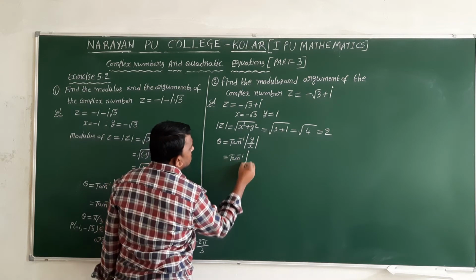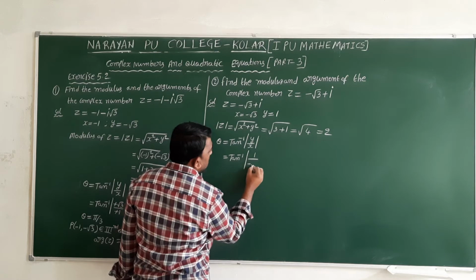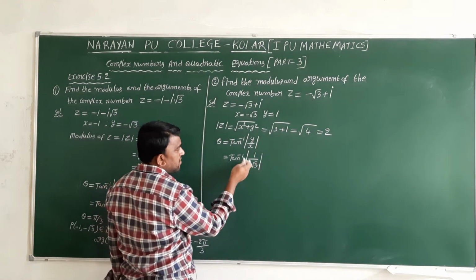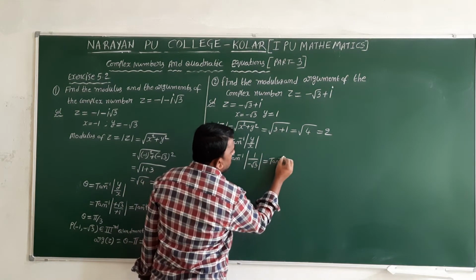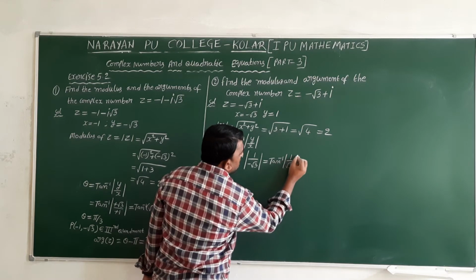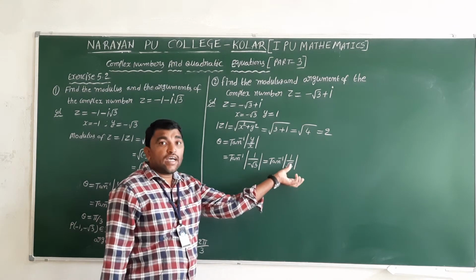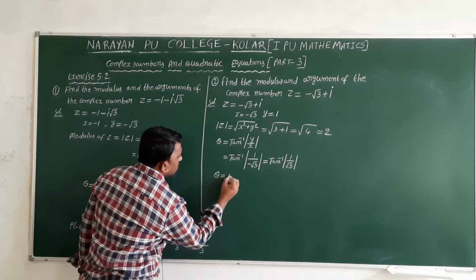Tan inverse of y by x, that is 1 by minus root 3. Because of the modulus, this minus is converted into positive. Tan inverse of mod 1 by root 3. Tan of what value will give 1 by root 3? Tan 30. That's what theta equals, directly 30, which means pi by 6.